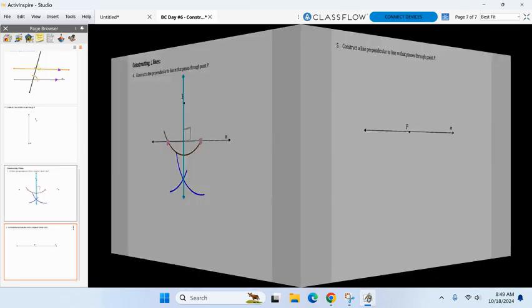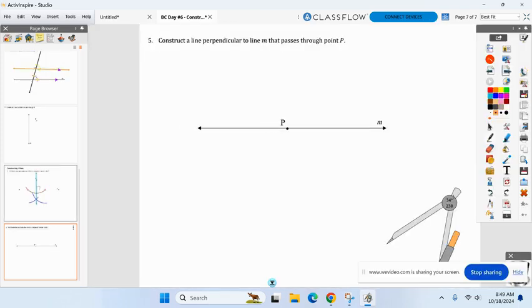And time to practice now. Look, point P is on the line, doesn't matter. You can start this going like this if you want, or you can start it going like that. Make it intersect in two spots, remember. Make it intersect in two spots, then go from those two spots to make two arcs that intersect. Same steps, you just get to be creative at the first step.